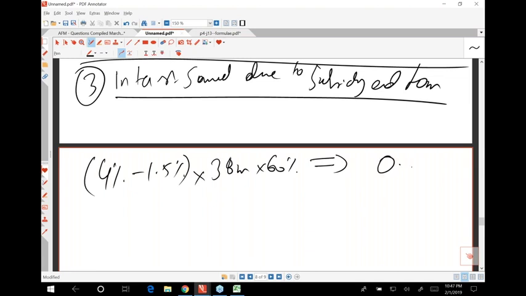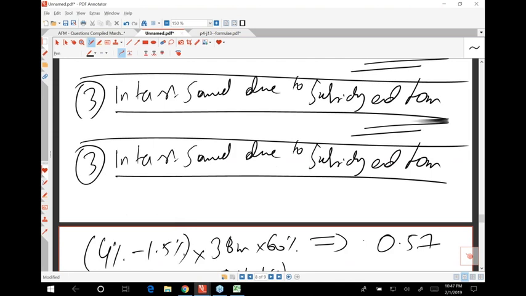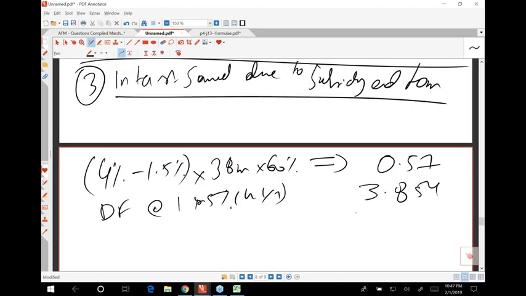0.57. The same discount factor at the rate of 1.5%, the 4-year annuity factor. So what is actually going to happen is 3.854. How much? 3.854. So how much does it turn out to be? Okay, 2.1967.